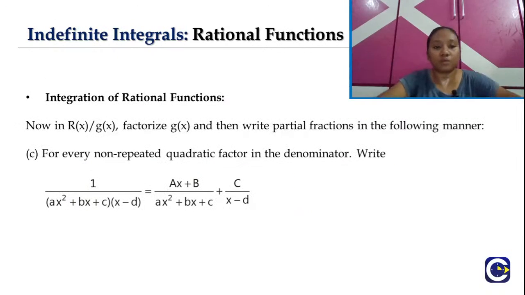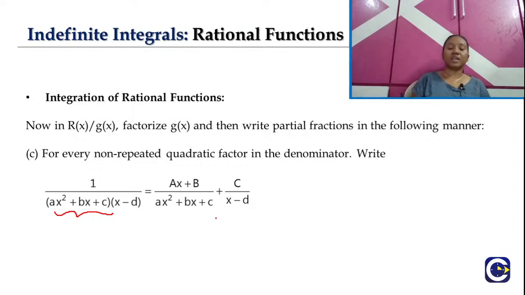And we have one more case here, that is for every non-repeated quadratic factor in the denominator. So this is non-repeated, but it's a quadratic factor, not a linear factor. Even if we have a quadratic factor in the denominator, we can still simplify our rational function. So that is my next case, which we are going to deal with here.